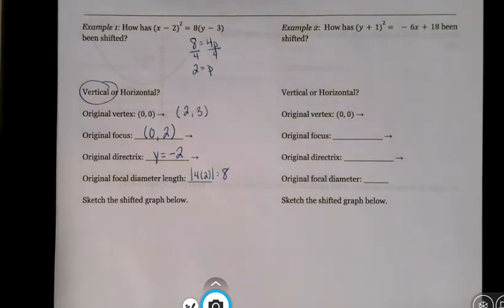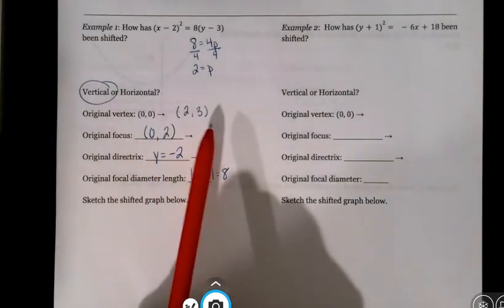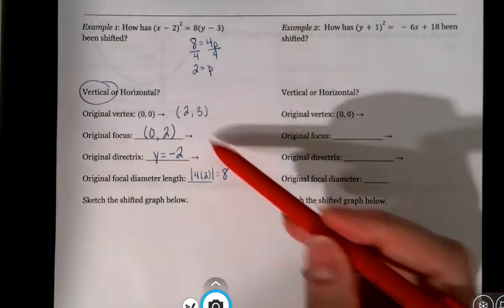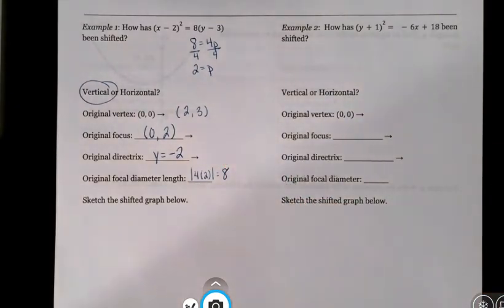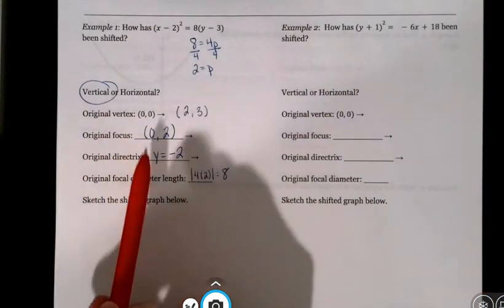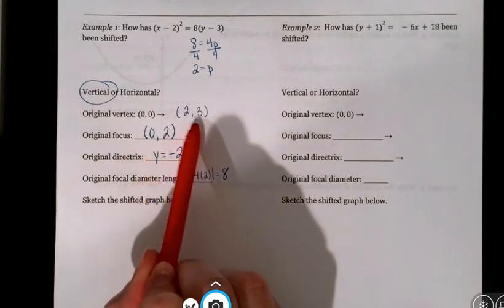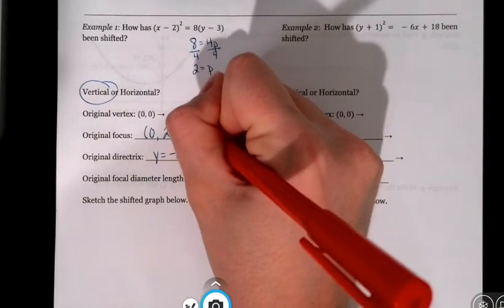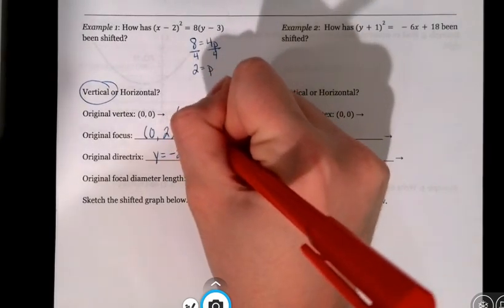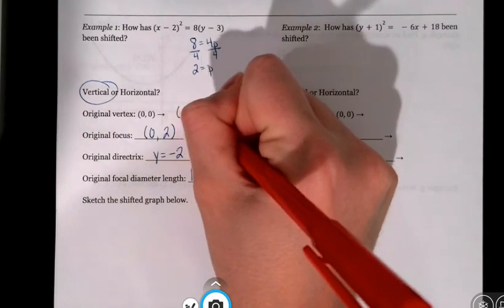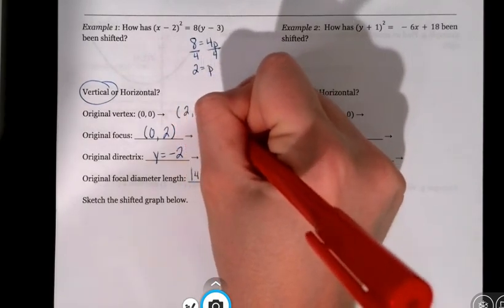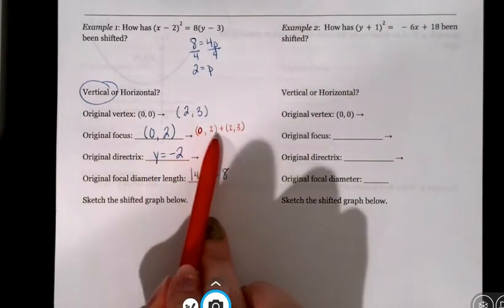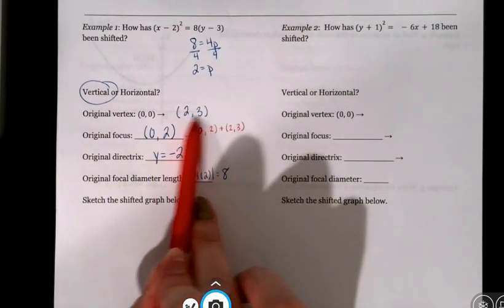So that's all of my original stuff, and then what I want to do is figure out my new focus and my new directrix. We already got our new vertex written here, so we only need to find two more things. To find my new stuff, I'm going to take my original and add my new vertex to it. So I'm going to do 0, 2, and add on to that 2, 3. I took my original focus, which is 0, 2, and I'm adding onto it my new vertex.